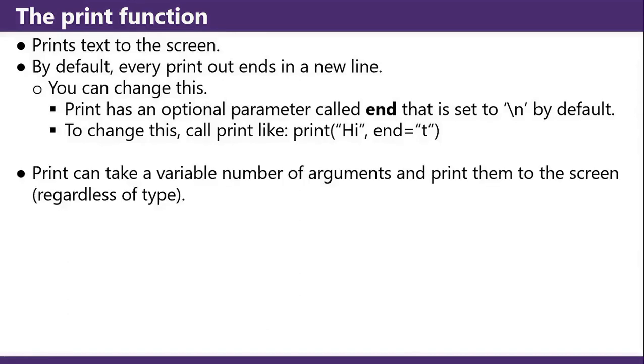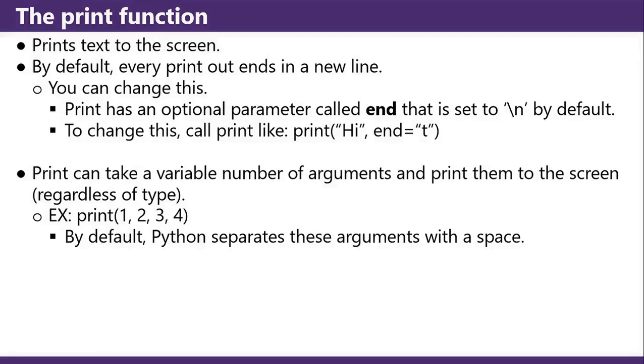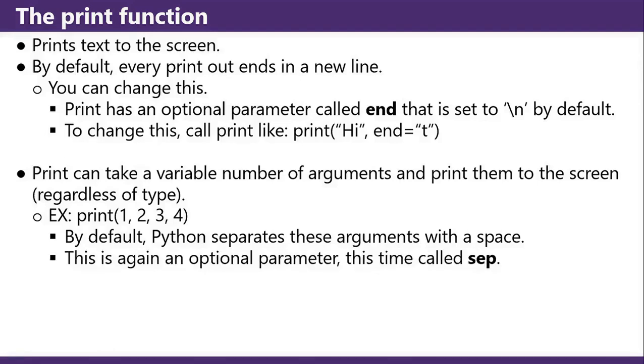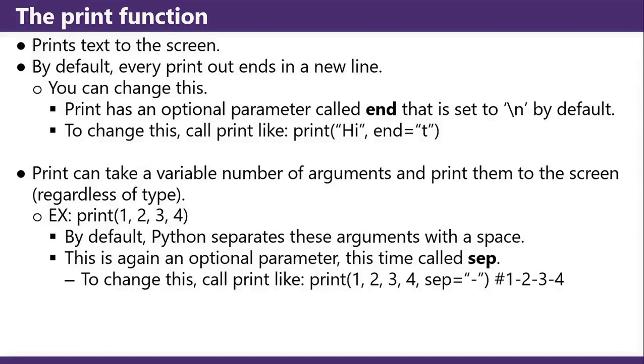Print can take a variable number of arguments and print them to the screen, regardless of type. Example, print 1, 2, 3, 4 will print out 1 space 2 space 3 space 4, because by default Python separates these arguments with a space. This is again an optional parameter, this time called sep. To change this, call print like print 1, 2, 3, 4, sep equals dash, and that will print out 1-2-3-4.